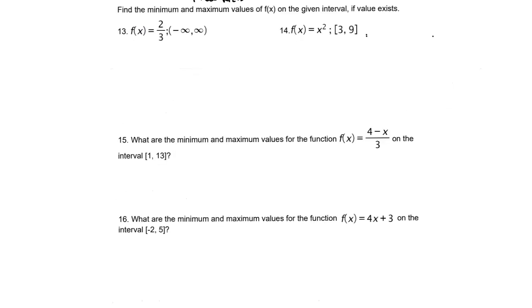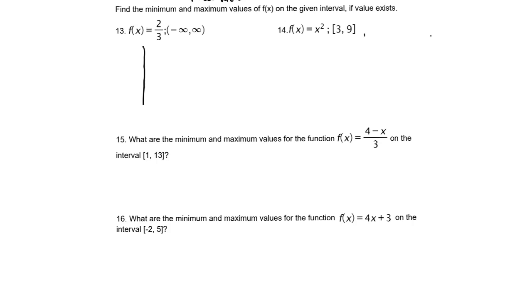You're going to find the minimum and maximum values of f of x in the given interval. If I were to draw a table, it wouldn't matter what values you have for the y, because the y is going to stay the same. It's going to be 2/3, 2/3, 2/3. It doesn't matter what you have for the x, that's what I mean. This will not have a minimum nor maximum. In fact, this is just a horizontal line. So it doesn't have a max or a min.